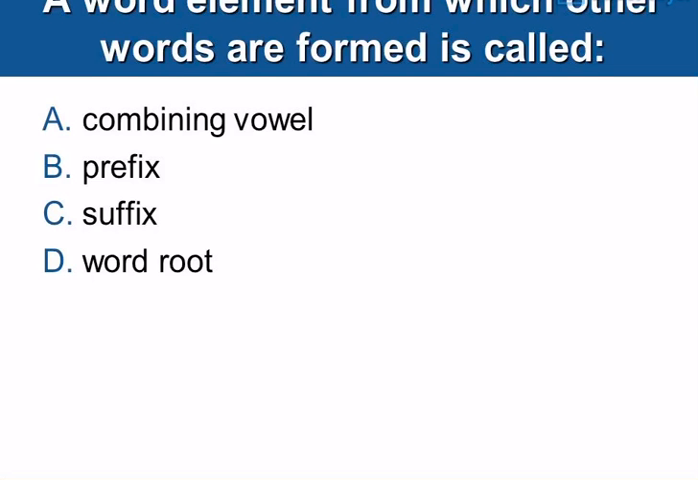A word element from which other words are formed is called combining vowel, prefix, suffix, word root.